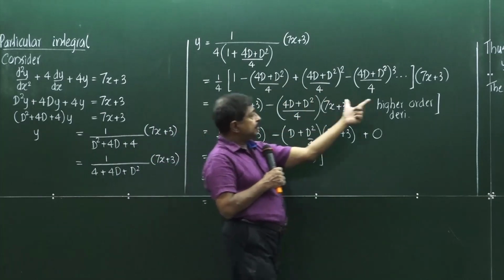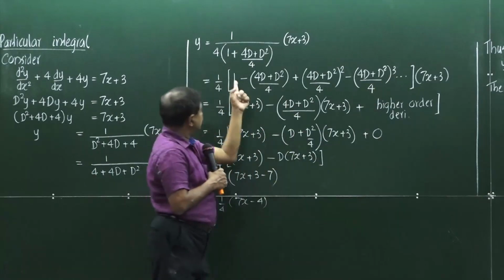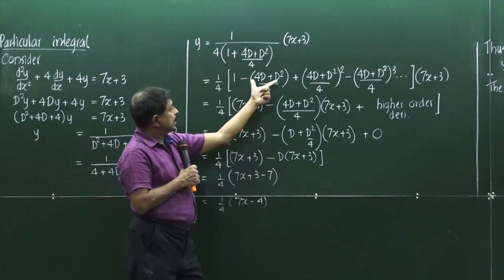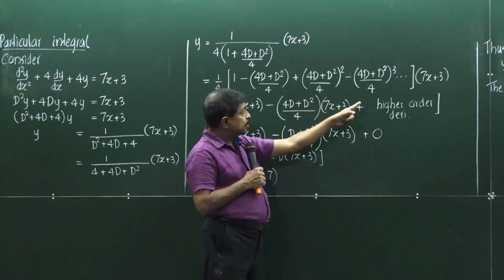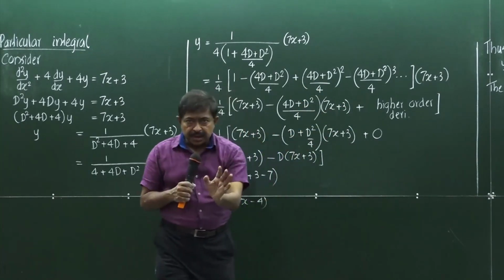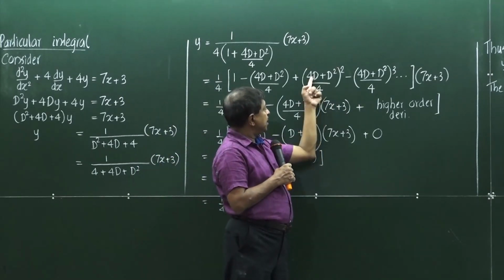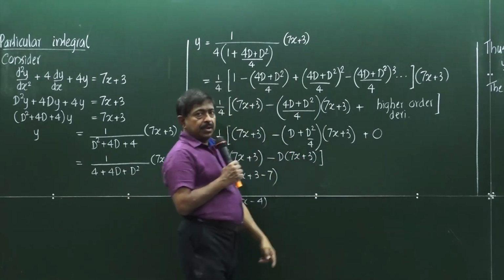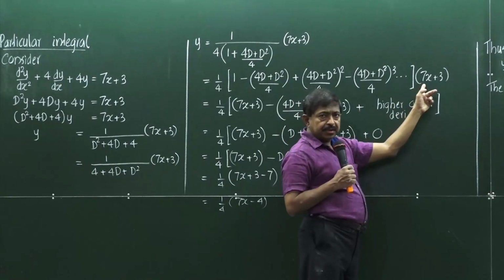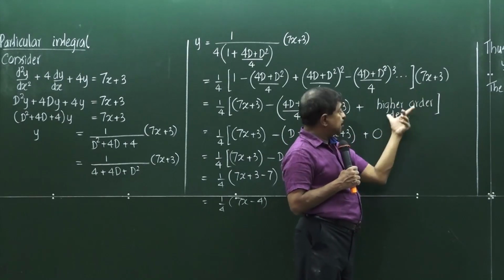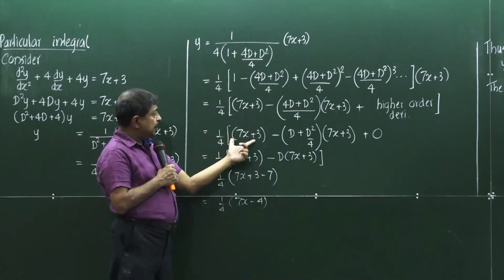Now you can bring this 7x plus 3 here close to the operator. So first 1 times 7x plus 3, then this times this one. But after that, what happens? Every term carries either second derivative or any higher derivative. Look, second derivative d squared or any higher derivative. Therefore, after this you don't care, because when you differentiate 2 times or more, this will be 0. So higher order derivatives will make it 0. So you have this one.